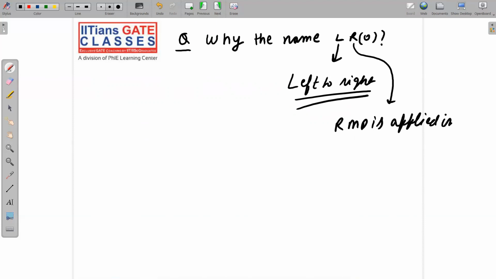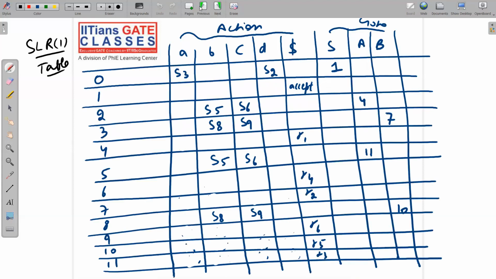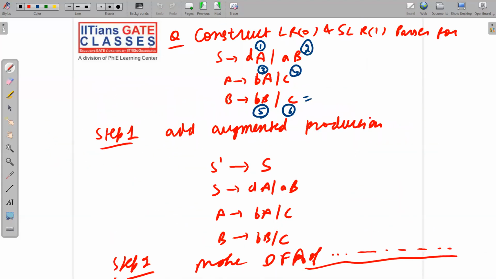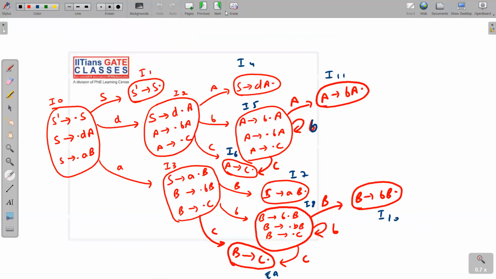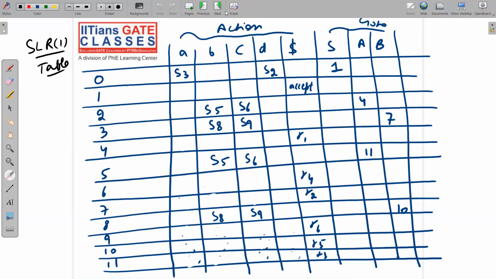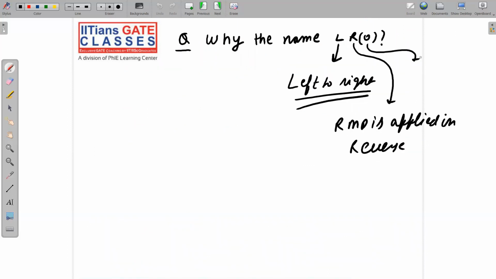RMD is applied in reverse manner. And 0 means what? 0 means as soon as we find the handle, okay, let me tell you what is handle. Handle is the RHS. So this is handle, this is handle. RHS of production is handle, okay. So as soon as we find the handle, it will be reduced to LHS blindly. That means no other symbol will be read from the string.